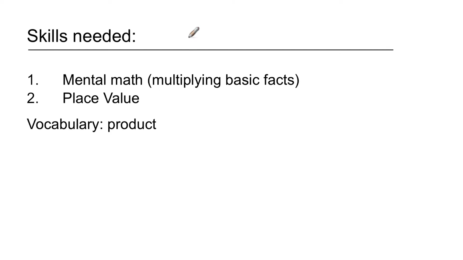All right, skills we're going to need: you need to know your basic facts. You need to know 8 times 7 equals 56, and so on, because otherwise you're going to be thinking about that too much and not where to write the numbers. In this lesson, you really need to write the numbers in the right spot. And place value is another skill you need for this, because we're going to be talking about multiplying the ones and the tens and the hundreds and things like that. And you need to kind of know where those things are. And then the vocabulary is product. So when I say product, that is the answer to the multiplication problem.